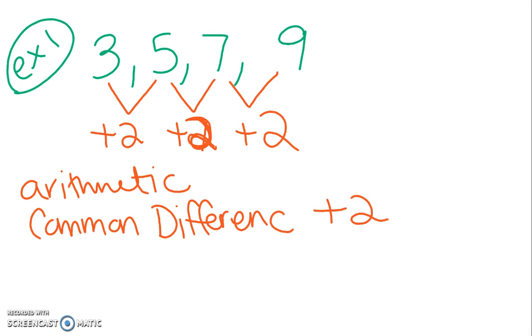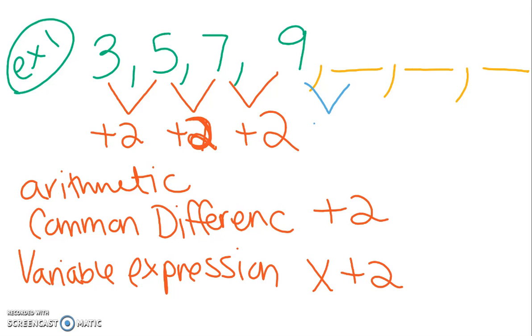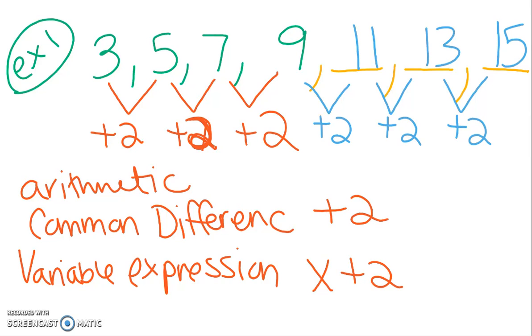And then they're also going to want us to write a variable expression. All it tells us to do is that the next number is the last number plus 2. So x plus 2. They could also ask us for the next 3 numbers in the sequence. And all you do is say, okay, this is plus 2. 9 plus 2 is 11. 11 plus 2 is 13. 13 plus 2 is 15. Those are my next 3 numbers in the sequence.